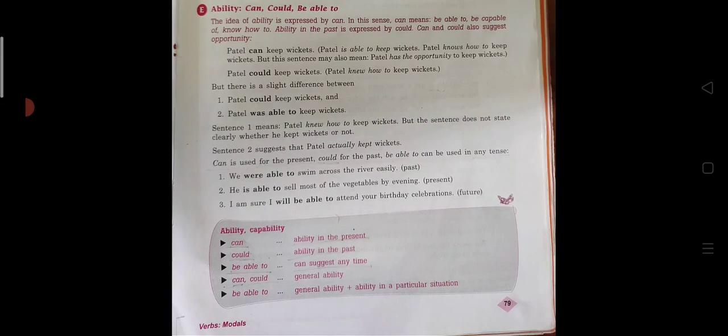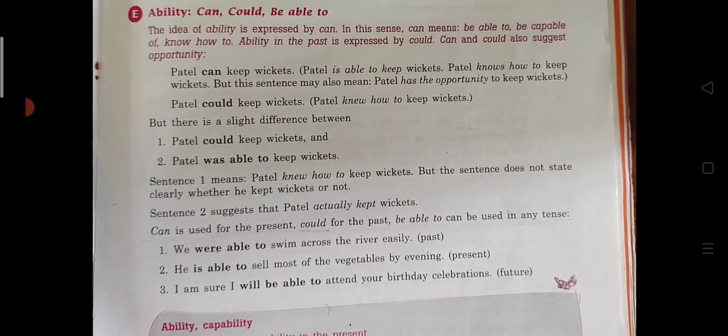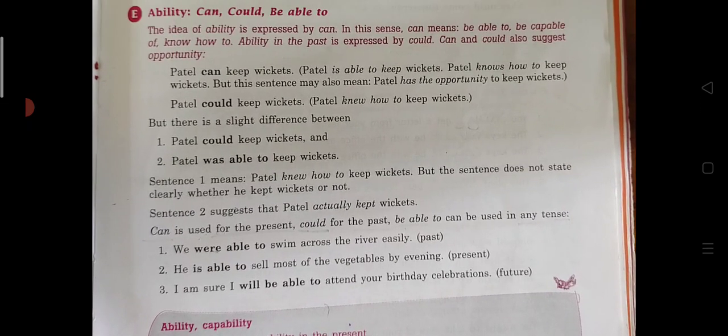Now let us see which modals are used to show ability: can, could, be able to. We use all these three modals to show ability, whether a person is able to do something or not. So what is the difference in the use of can, could and be able to? The idea of ability is expressed by can. In this sense, can means be able to, be capable of, know how to. Ability in the past is expressed by could. Can is used for present, could is used for past ability.